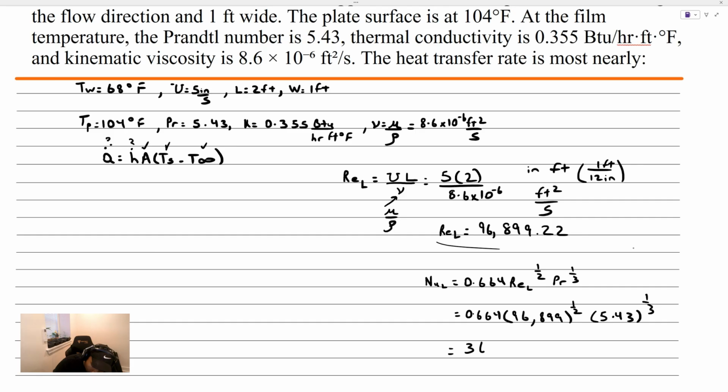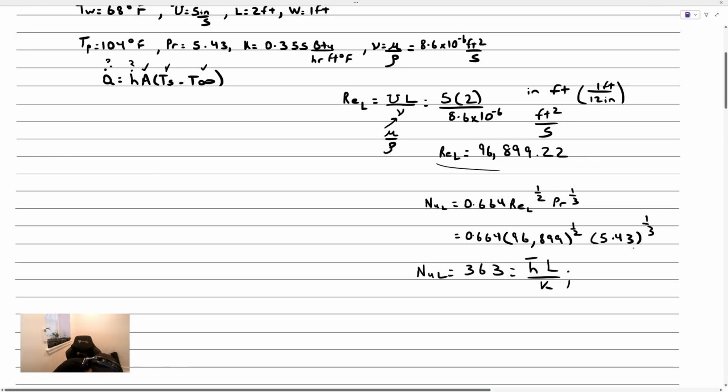What we have is 363, and the Nusselt number is dimensionless here. So we have what that's equal to, and we know that it's also equal to h bar, the average convection coefficient, times the length over k. So all we need to do is multiply the 363 value we have by k over L, and then we can find our average convection coefficient.